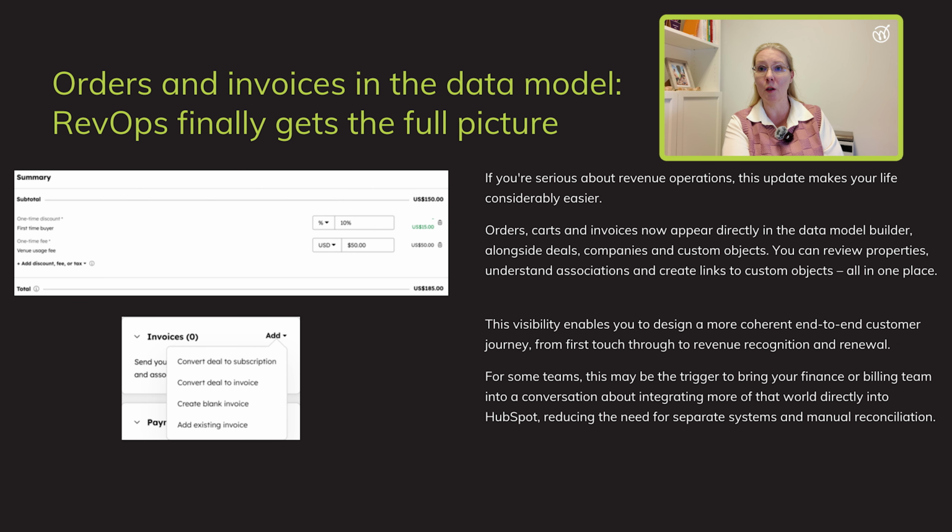And for those of you thinking about RevOps, orders, carts, invoices now appear in the data model builder. You can see how they relate to deals, companies, and custom objects. That helps pull together the full journey from first touch through to revenue and renewal.